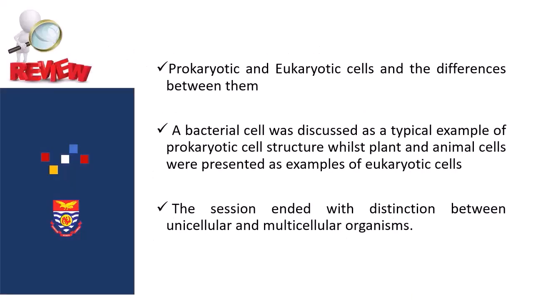Now this brings us to the end of Unit 1, Session 2. We've learned about prokaryotic and eukaryotic cells and the differences between them, and also discussed the bacterial cell as a typical example of prokaryotic cell structure, whilst the plant and animal cells were used as the representative example of the eukaryotic cell. Then we ended with the distinction between unicellular and multicellular organisms.